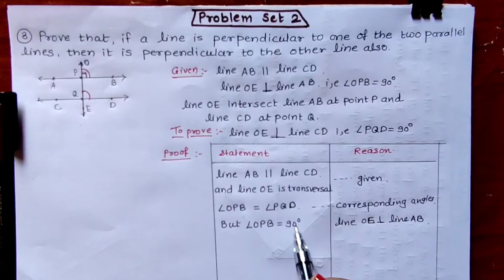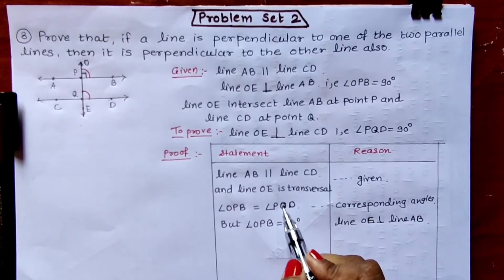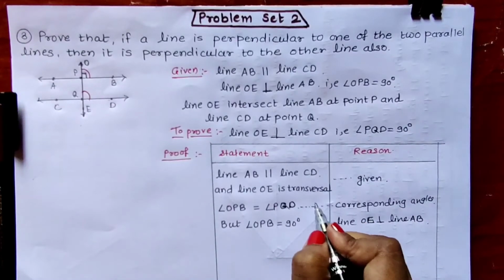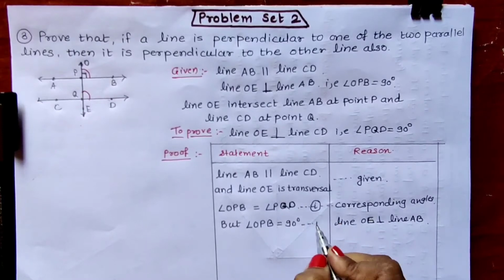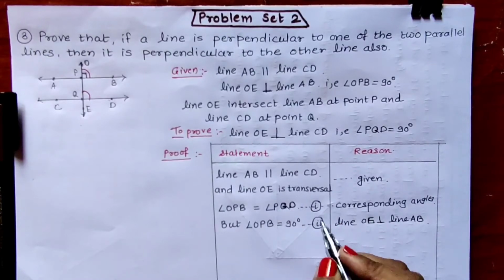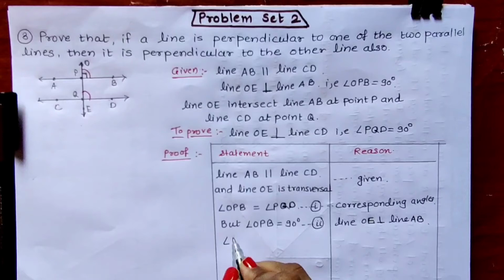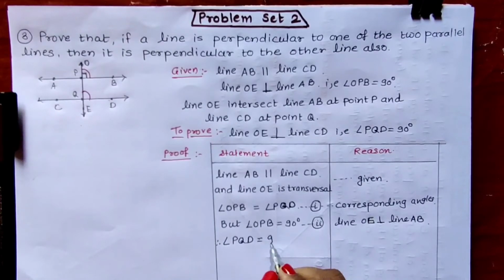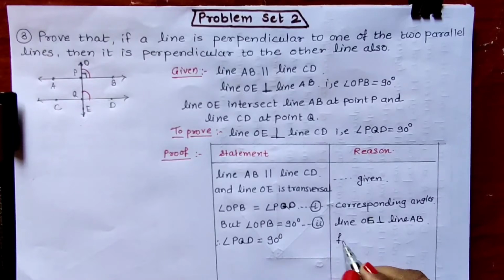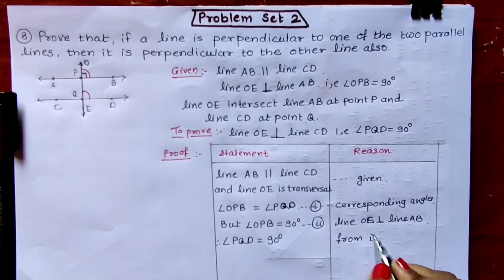And angle OPB is 90 degree. That means what? Angle PQD will also be 90 degree. Here I can write statement number 1. Here I can write statement number 2. From 1 and 2 what we can write? Therefore angle PQD is also equal to 90 degree. This we have written from 1 and 2.